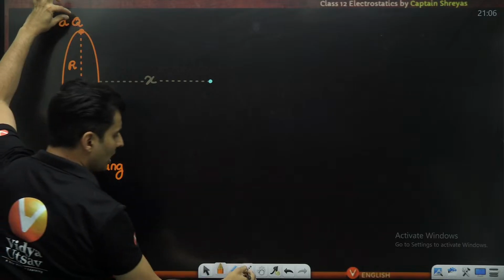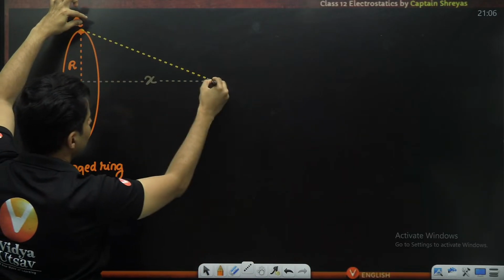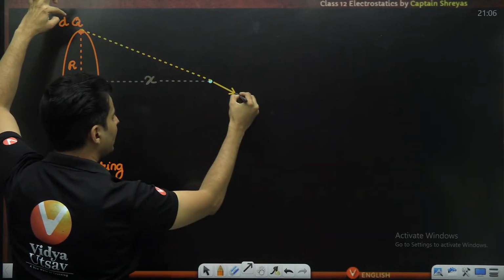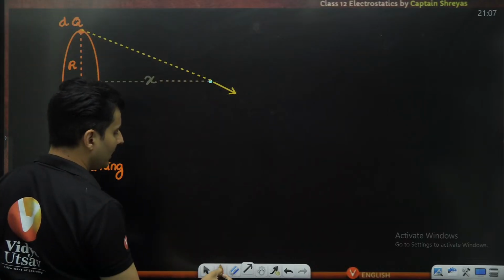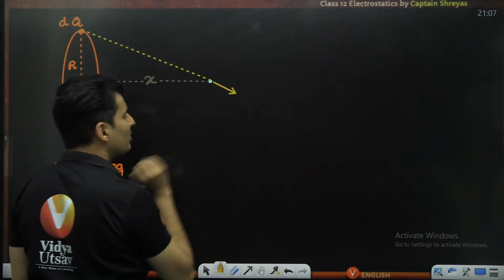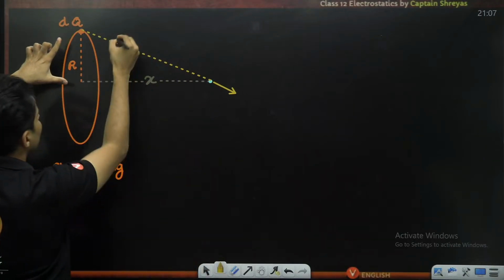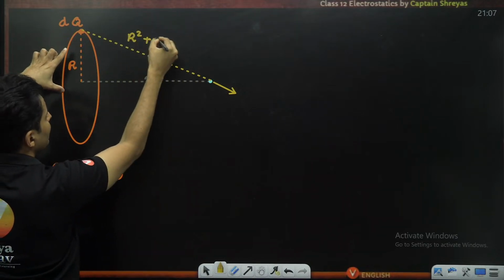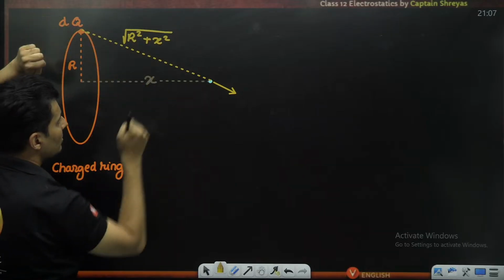That dq charge at this place will give an electric field like this. That dq charge at this place will give an electric field like this. How much will that field be? Well, I need this distance. How much is this distance? By Pythagoras theorem, it will be the square root of r square plus x square, this hypotenuse distance.